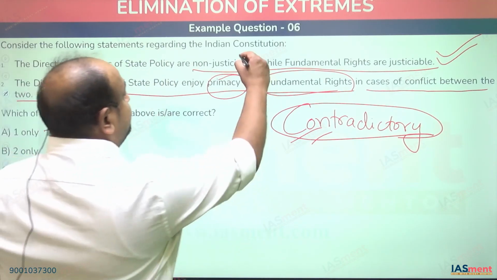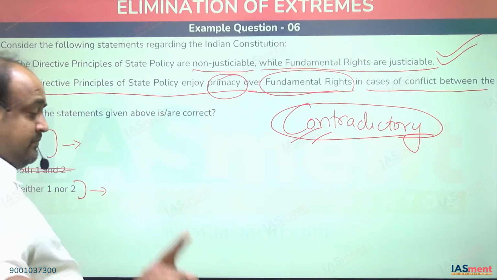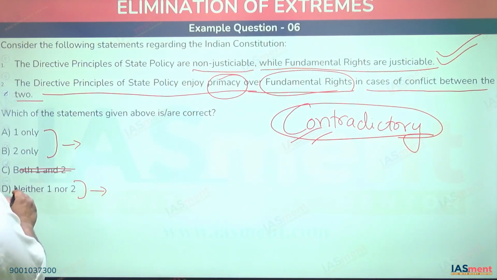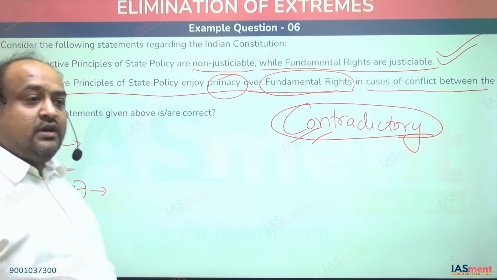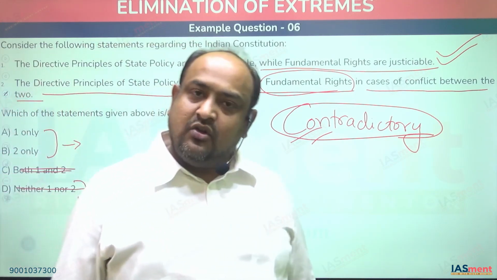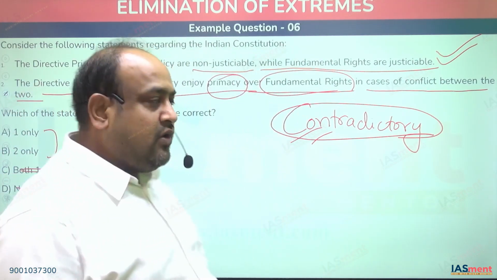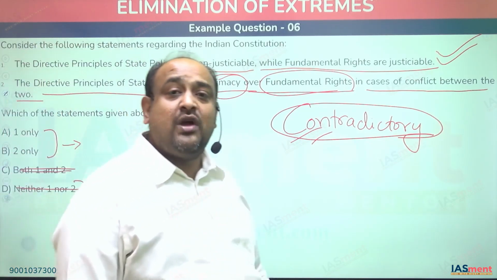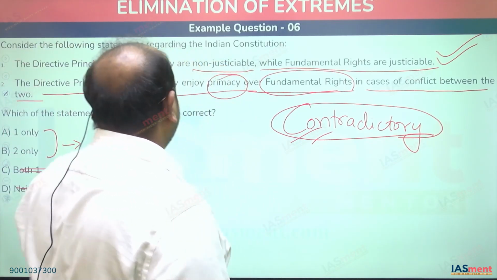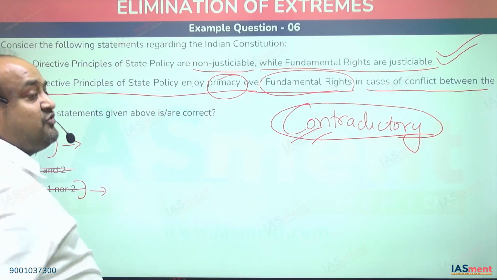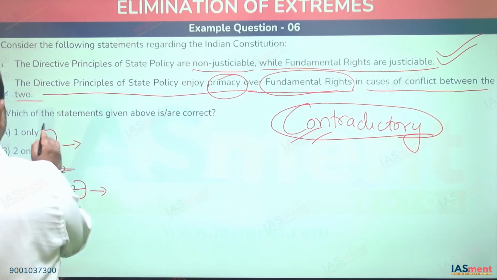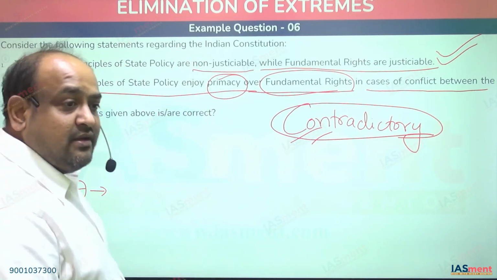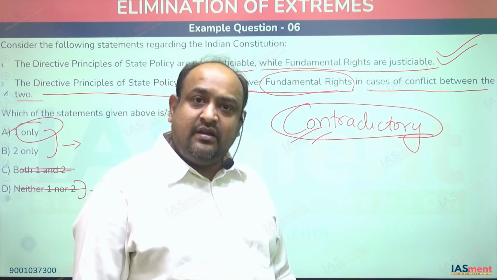Since we know that one of the statements is correct, then D is also eliminated. Now, we don't even have to read the second statement. We don't even have to apply the brain on the second statement. Since one statement becomes right, the final answer will be 1 only. Right?